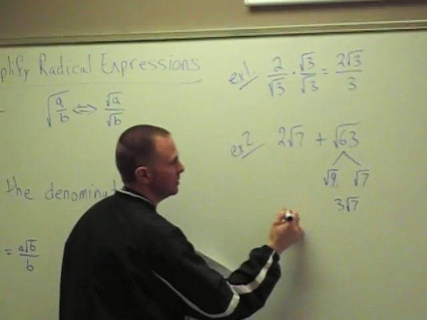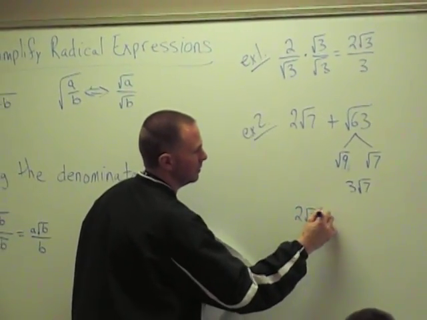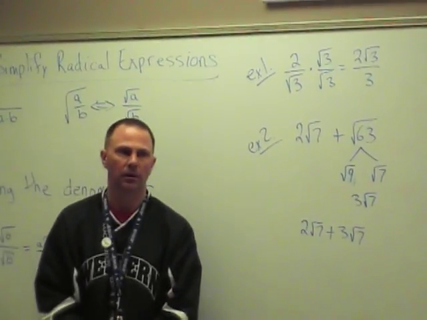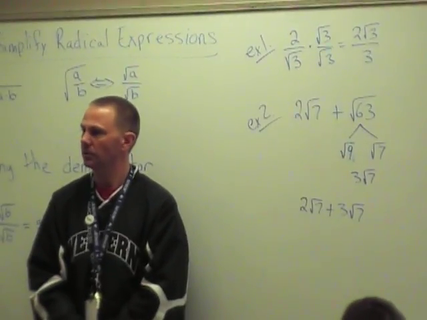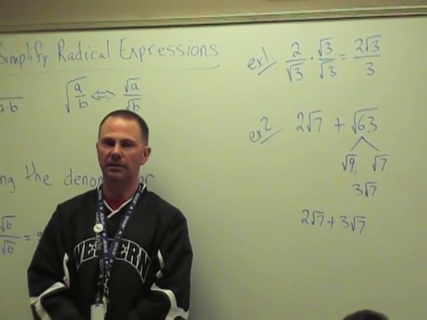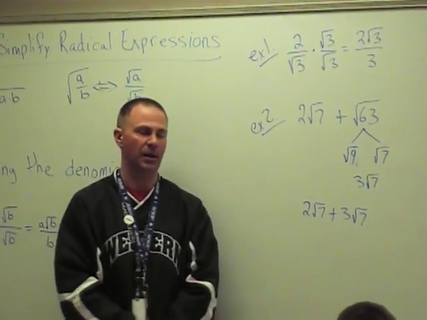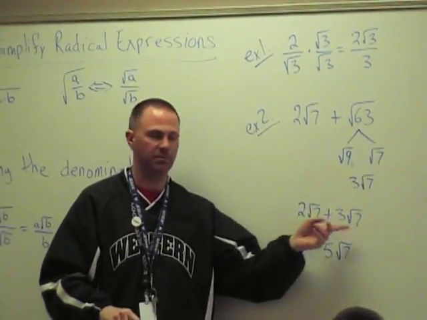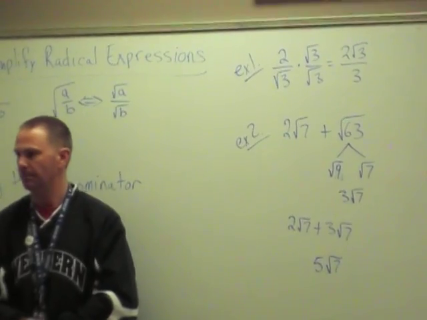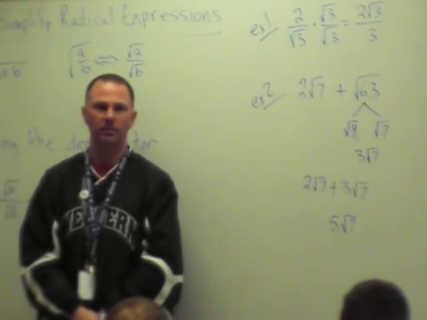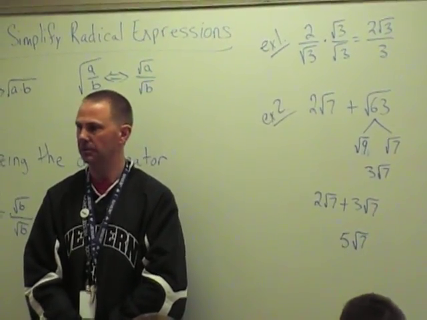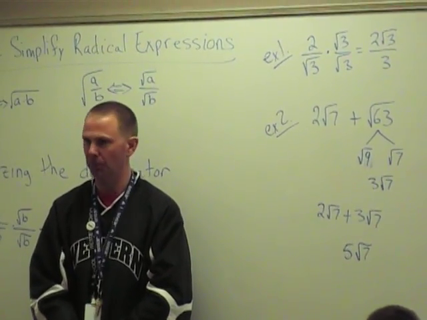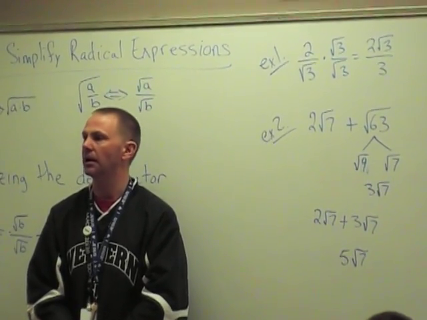So now my expression says 2 radical 7 plus 3 radical 7. You have like terms. How many radical 7s do you have now? 5. So this simplifies to 5 radical 7. This is as if that was 2x plus 3x, you would have 5x. Everybody catching on? Pretty simple. Great. Because we need you to really get this before we do factoring and putting multiple things together with plus and minus signs.